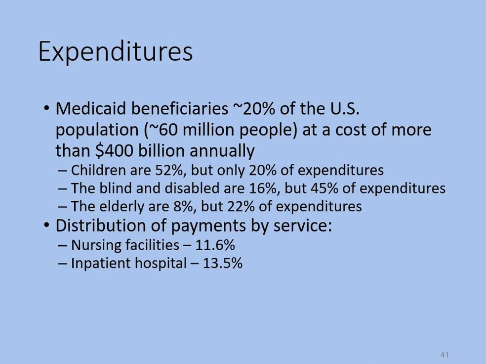Distribution of payments by service, about 12% by nursing facilities and about 14% by inpatient hospital. Now, I really want you to get from this for an IRAT that the blind and the disabled account for the largest percentage of Medicaid expenditures. And with that, this podcast is done.